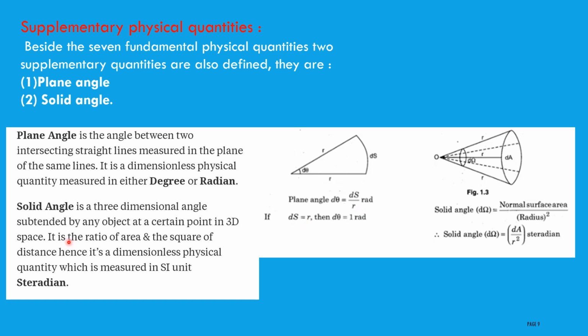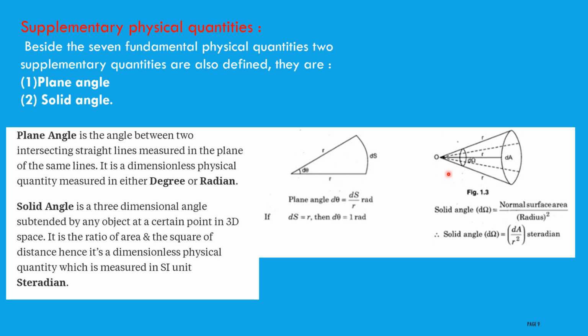Then next one, solid angle. Plane angle is a 2-dimensional angle. Solid angle is a 3-dimensional angle subtended by any object at a certain point in 3D space. It is the ratio of area and the square of distance. Hence, it is a dimensionless physical quantity which is measured in the SI unit of steradian. Here, solid angle is a 3-dimensional angle.